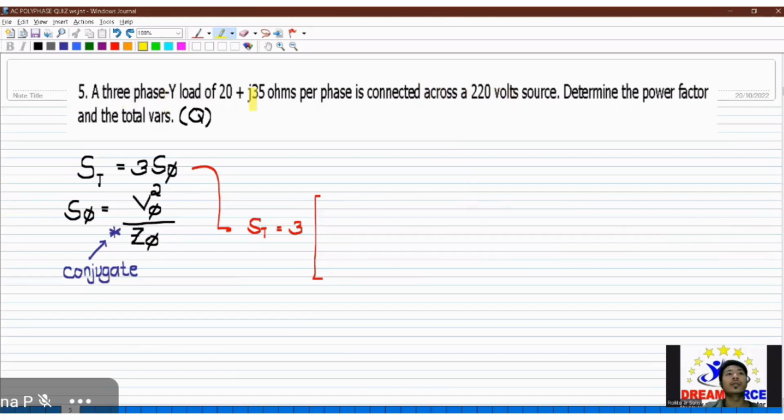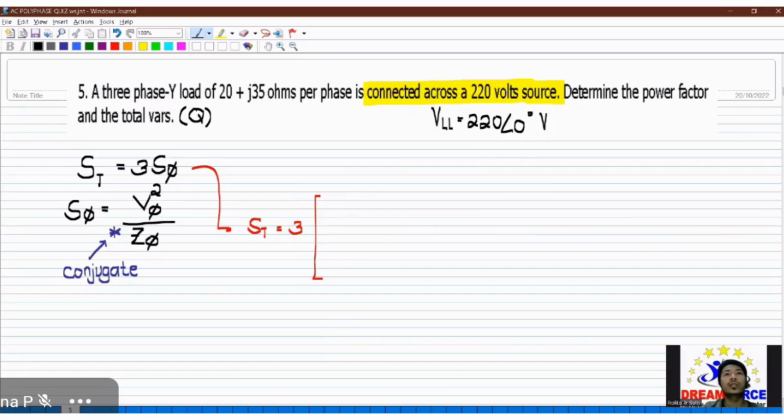Parang ito. Sa 3-phase Y load is connected across a 220 volt source. Wala pong binanggit kung ano yung 220 volts na yan. If that's the case, lagi mong i-assume na line to line voltage po yan. So V line to line is 220, and pag walang angle, automatically that is angle 0 degrees.